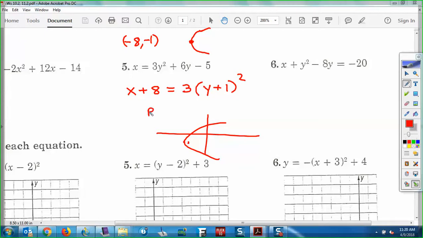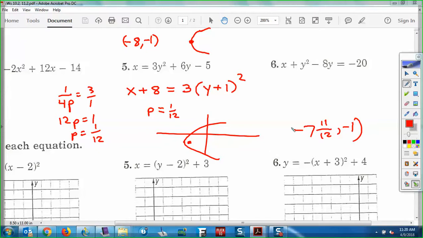What's your p end up being? 1/12? P ends up being 1/12. So 1 over 4p would equal 3 over 1. So 12p equals 1, p equals 1/12. So your focus would be 1/12 this way from -8. So it would be -7 and 11/12. Did I do that right? Comma -1, that'd be your focus.